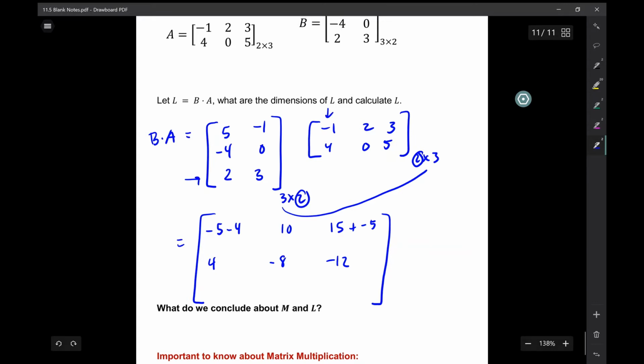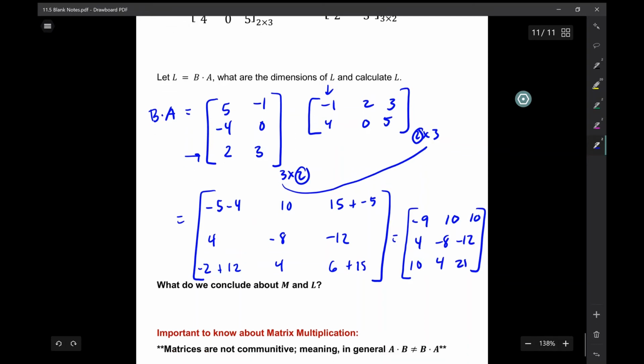2 times negative 1 is negative 2. 4 times 3 is 12. 2 times 2 is 4. 3 times 0 is 0. So that would be, back up, 4 plus 0. And then 6 plus 15. So our final answer is, we're going to have a much larger matrix here. Negative 5 minus 4 is negative 9. 10, 10. 4, negative 8, negative 12. 10, 4, 21, if I did that correctly.